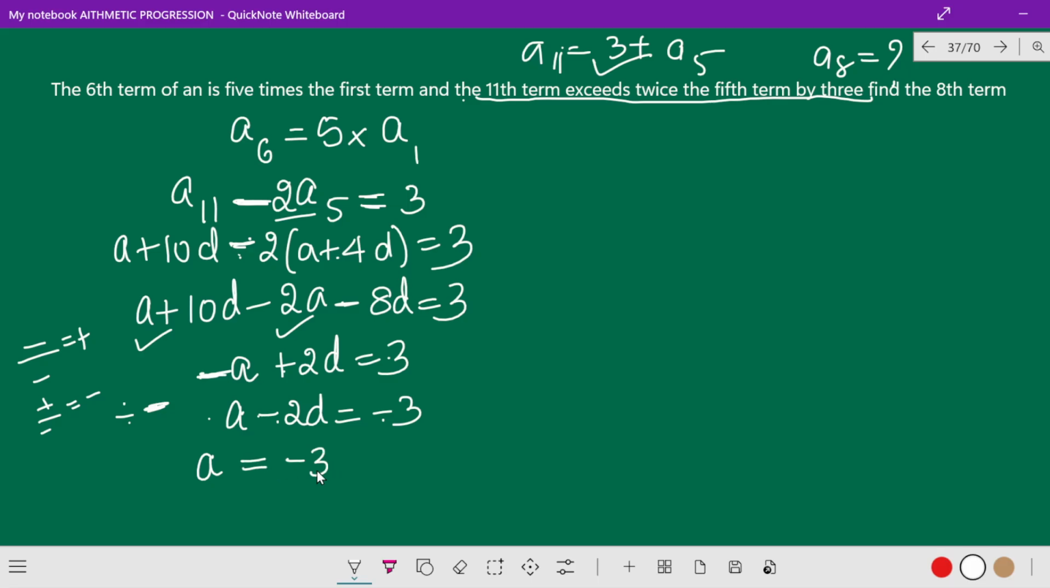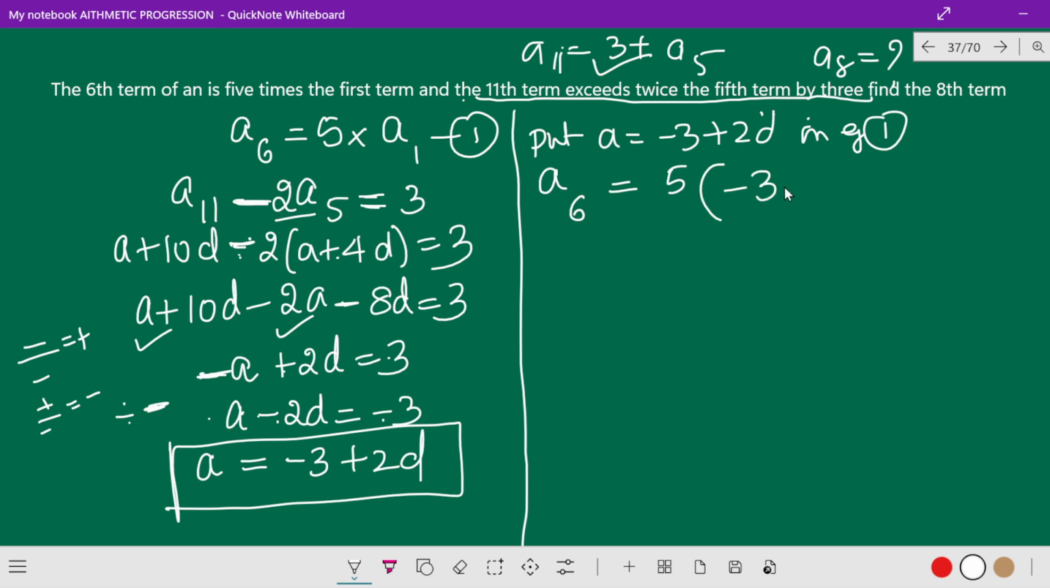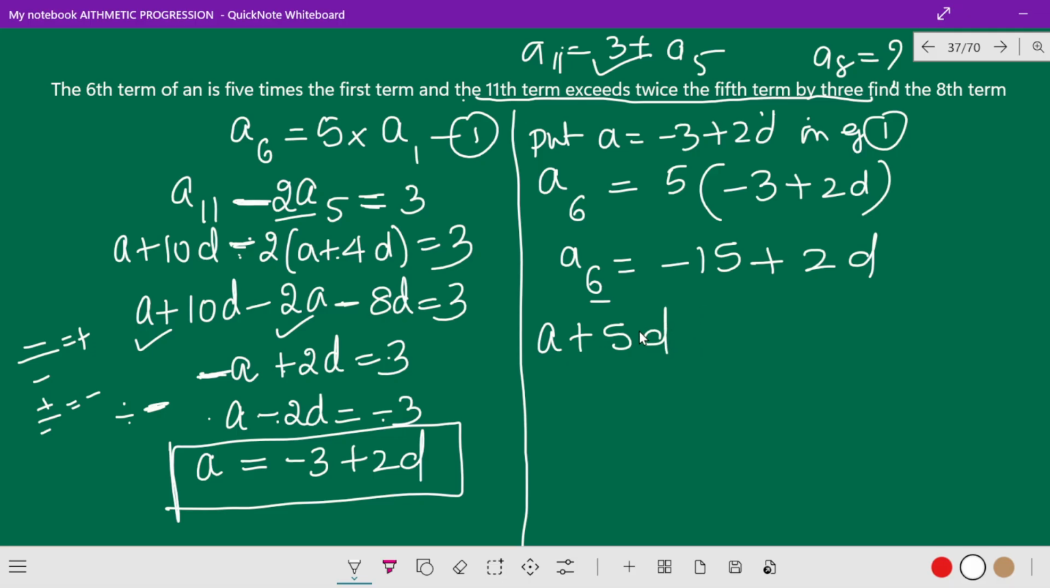a is equal to minus 3 plus 2d. Why am I solving for a? Because I can substitute this a value in equation 1. So I put a equals minus 3 plus 2d in equation 1. What will we get? a6 is equal to 5 times (minus 3 plus 2d), so a6 is equal to minus 15 plus 2d. What is a6? It is a plus 5d.